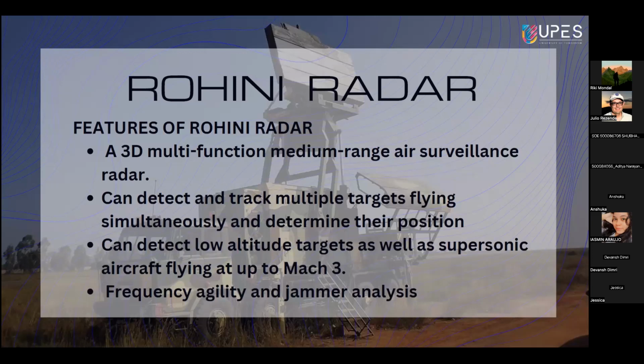Capable of tracking maneuvering targets, it has frequency and jammer analysis. Also, a secondary surveillance radar that works as an IFF is integrated with the primary radar to distinguish friendly and hostile aircraft.